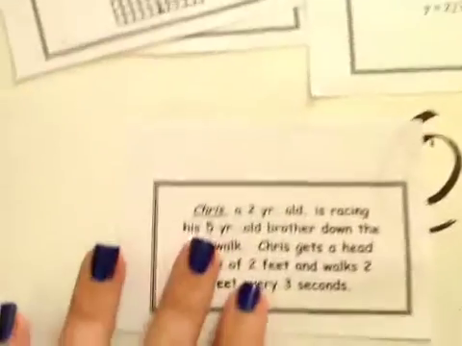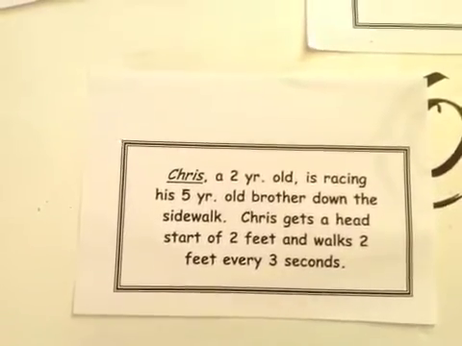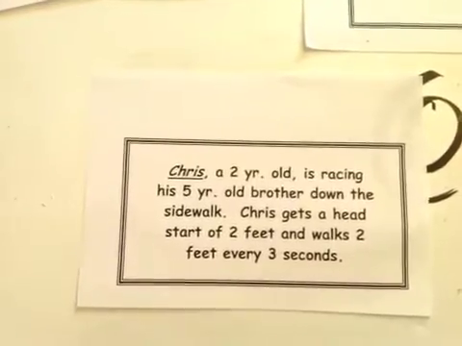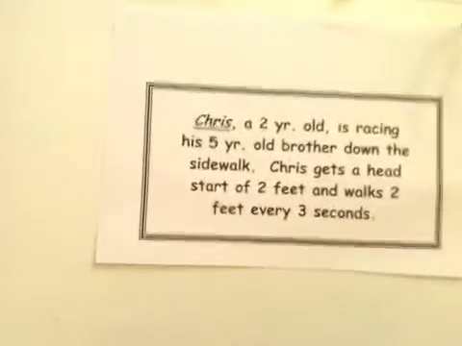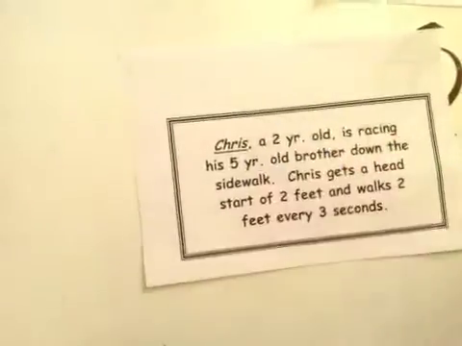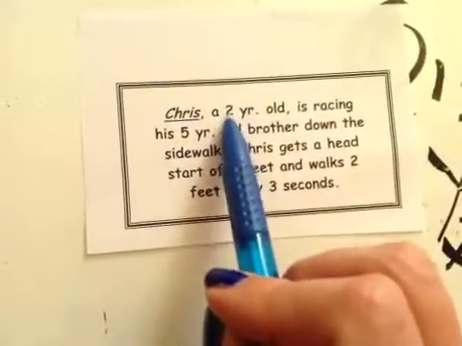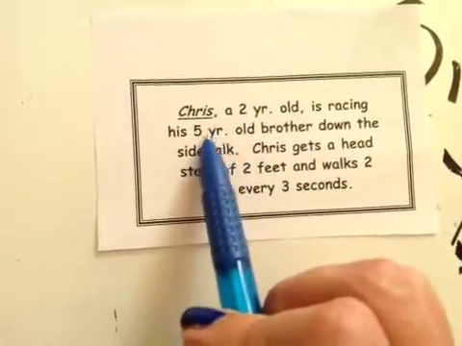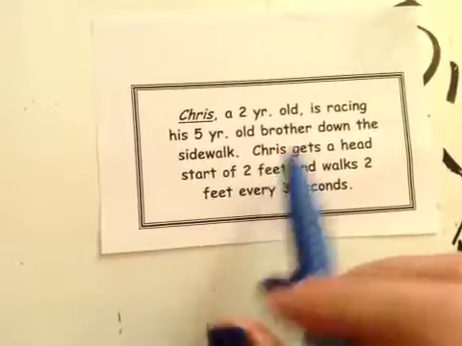So let's say we had a word problem like this one, and it says, Chris, a 2-year-old, is racing his 5-year-old brother down the sidewalk. Chris gets a head start of 2 feet, so he's already 2 feet in front of his brother. And then his rate, or his speed, is 2 feet every 3 seconds. So we want to write an equation based on this situation. Now, obviously, these are distractors. It doesn't matter how old the children are, so we're just putting that in so you'd think about the question a little bit more.